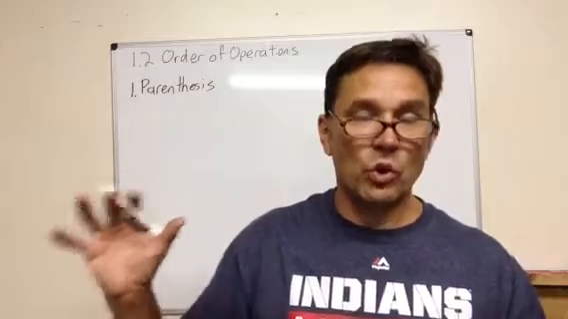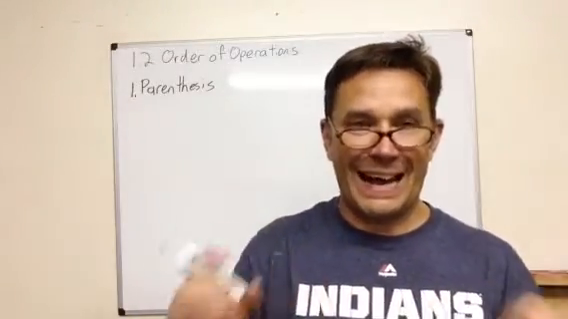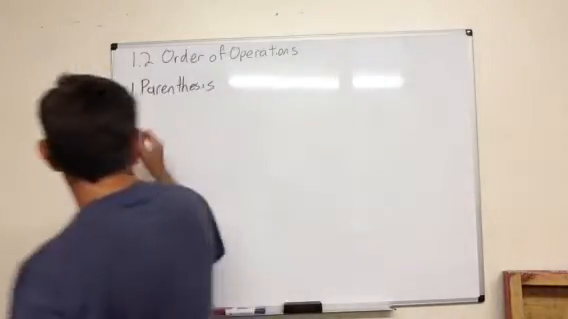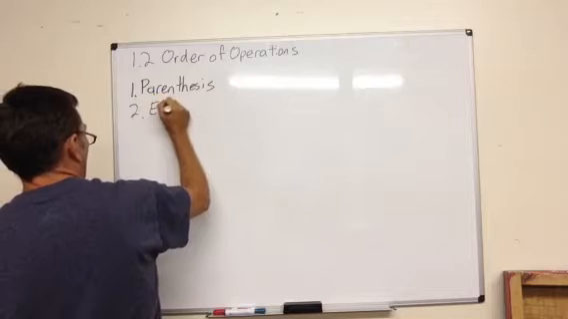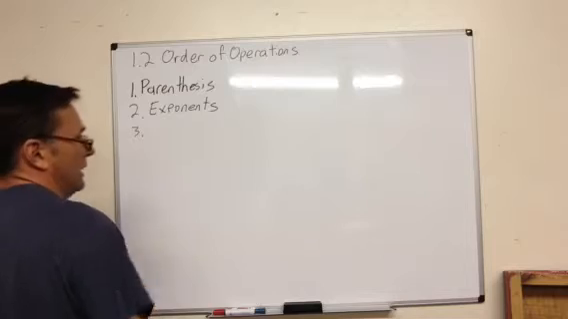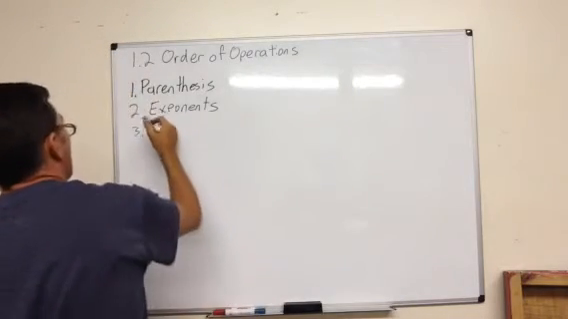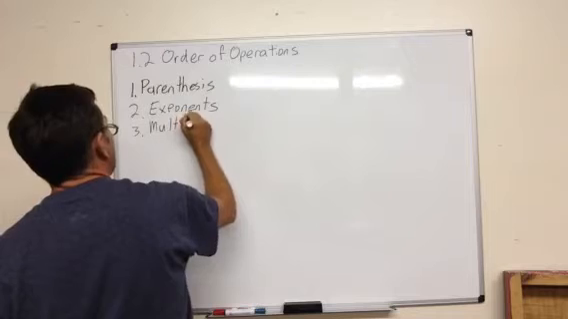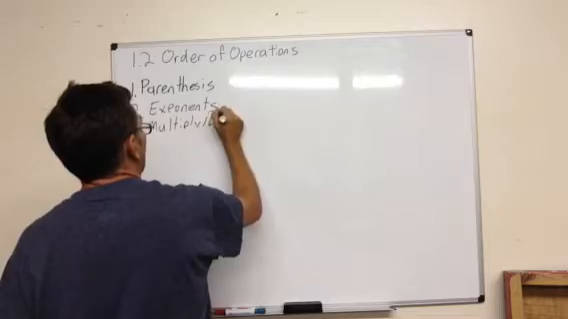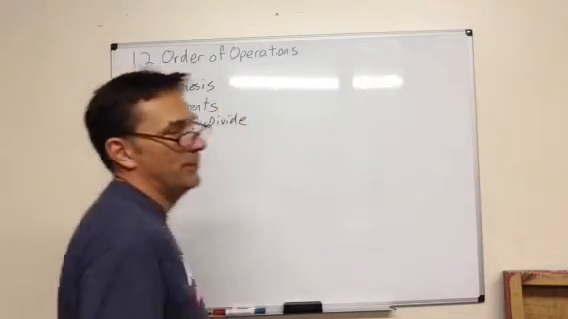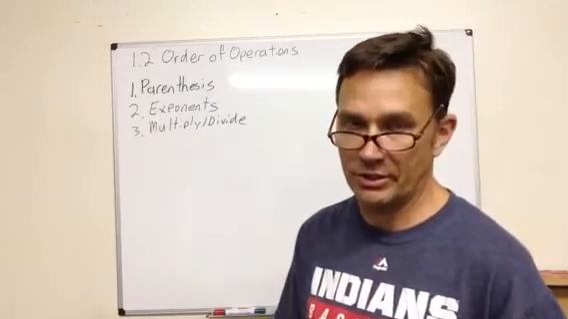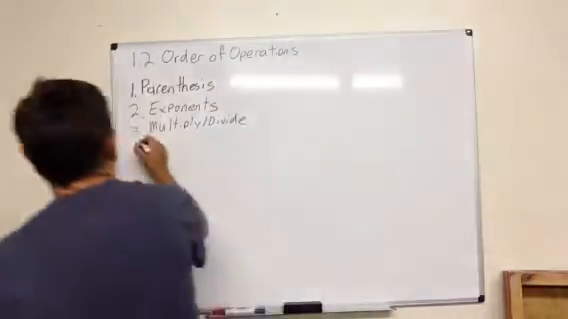So, if you have 2 sets of parentheses, work from the inside out. Sometimes you'll see parentheses and brackets. Work from the inside out. The second one, excuse. We want to do our exponents next. 3, my dear, multiply and divide. This step goes together, because the division is a form of multiplication in algebra. They're just opposites. And the last one is add and subtract.